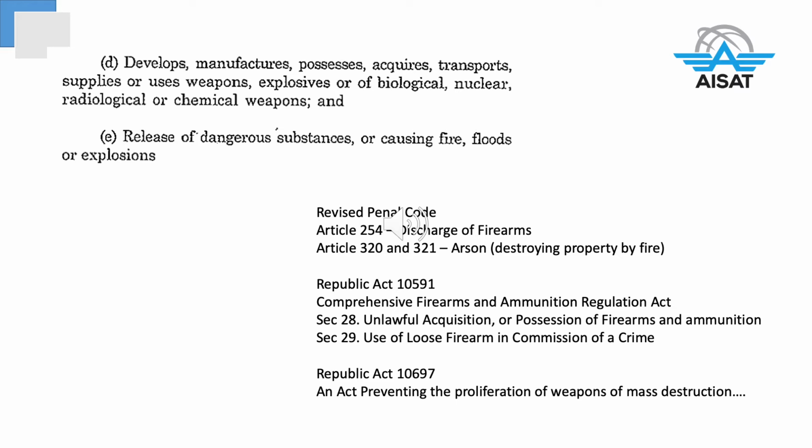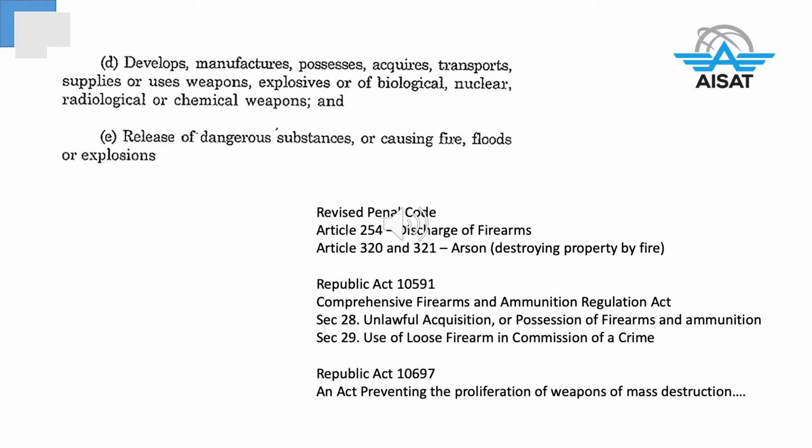What does the RPC, or the Revised Penal Code, penalize? Here we have Article 254, discharge of firearm. So any firearm, if you discharge it, that is a crime. Article 320 and 321 criminalizes arson. Arson is when you destroy a property by fire. So it's the same as in E, releasing of dangerous substance or causing fire.